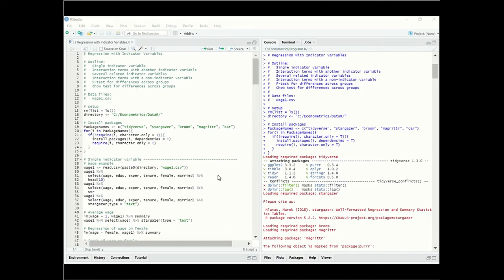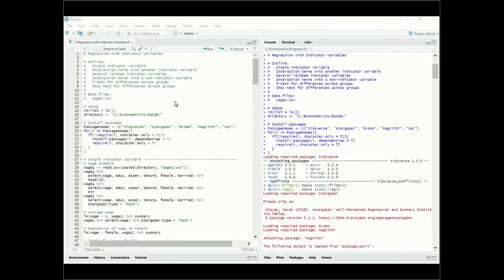So what we are going to talk about today is regression with indicator variables. This is when we have a 0, 1 dummy variable. First we will talk about a single indicator variable, then interaction terms with another indicator variable, several related indicator variables, interaction terms with a non-indicator variable, and then we will talk about the F-test and the Chow test for differences across groups.